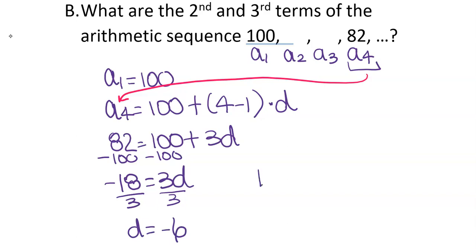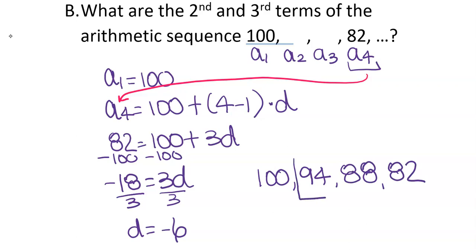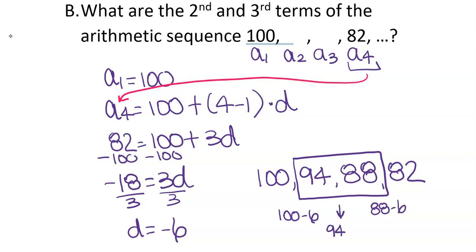So when we look at our terms, 100 is the first one. We're going to subtract 6 from that because that's what the common difference is. So we get 94. If we subtract 6 again, we get 88. And if we subtract 6 again, we should end up on that 82, which is the fourth one. So these two right here are the two that we found. And remember, it's just 100 minus 6, and then 94 minus 6. So we're taking that common difference and we're putting it in there.